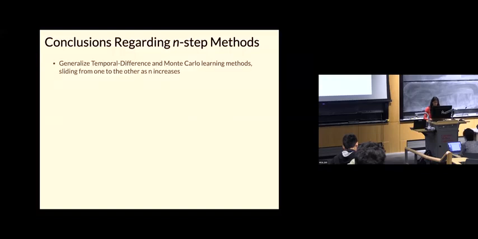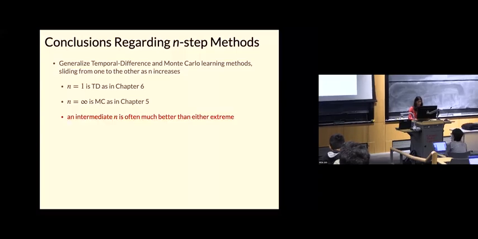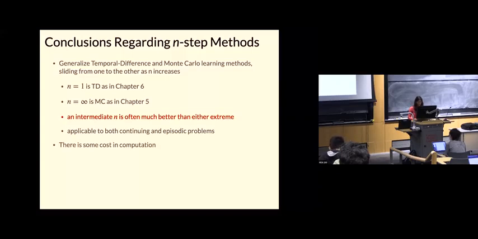So conclusions regarding N-step methods: they generalize TD and Monte Carlo. And we slide from one to the other as N increases from TD to MC. N equals 1 is TD, N equals infinity is Monte Carlo, and an intermediate N is much better than either extreme. It can be applied to both continuous and episodic problems, and so on and so forth.